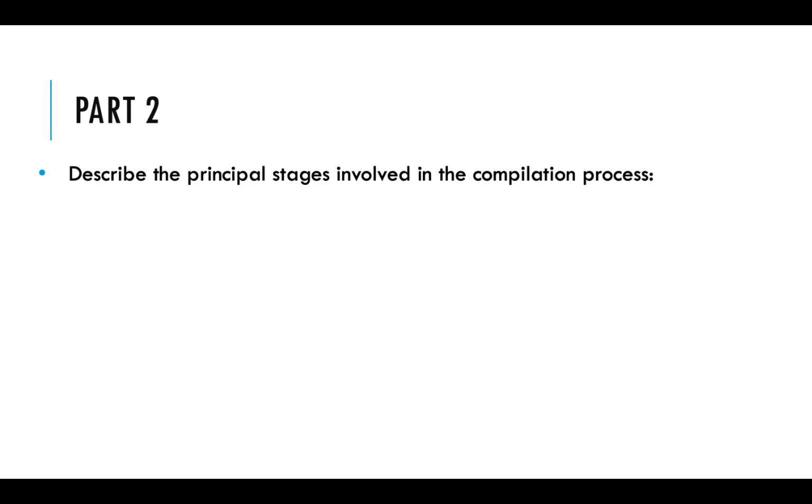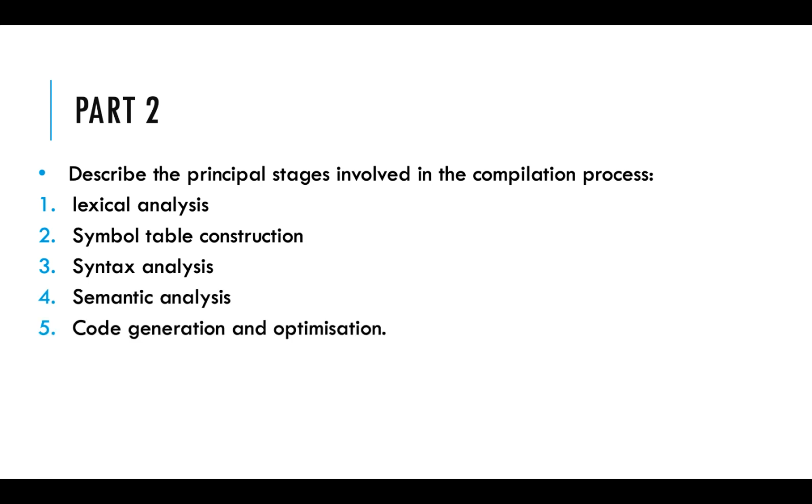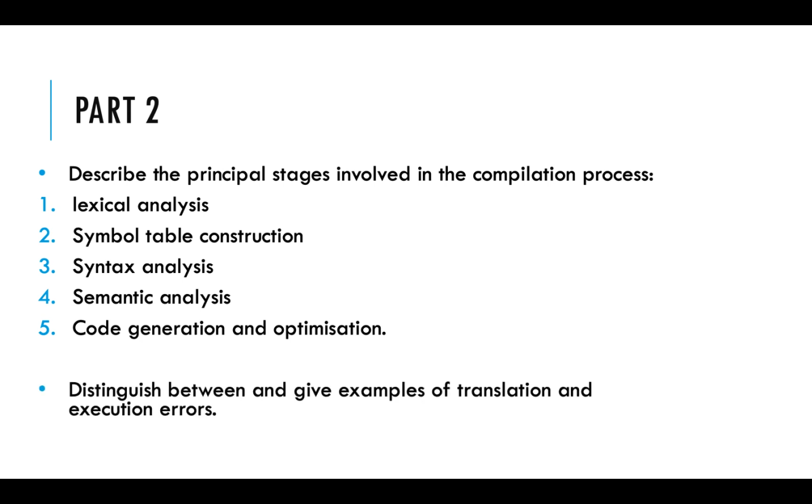Hello there and welcome to part 2 of the program construction chapter. In this video we're going to look at the principal stages involved in the compilation process, such as lexical analysis, symbol table construction for A2 students only, syntax analysis, semantic analysis, code generation and optimization. And then tagged on to the end, we've got to distinguish between and give examples of translation and execution errors.